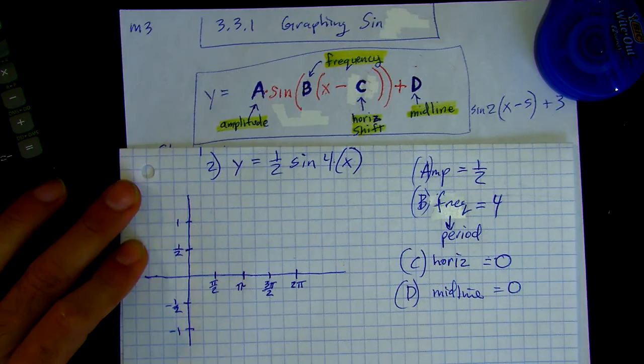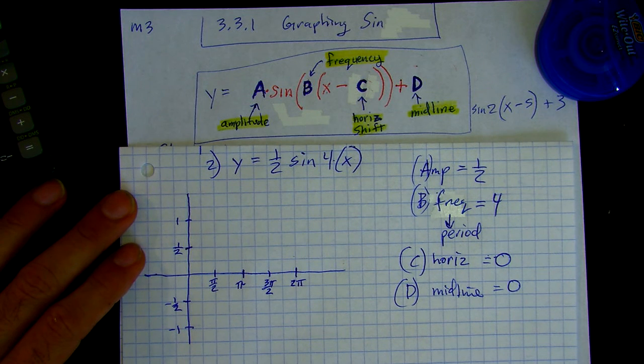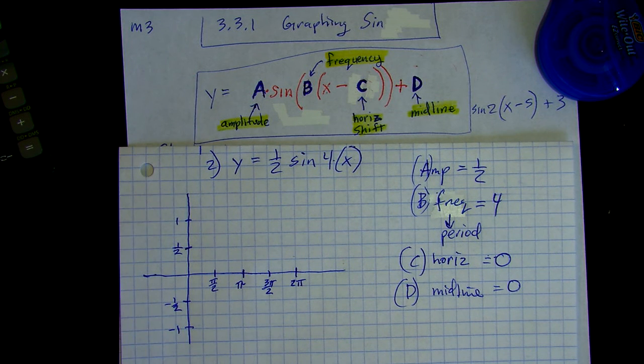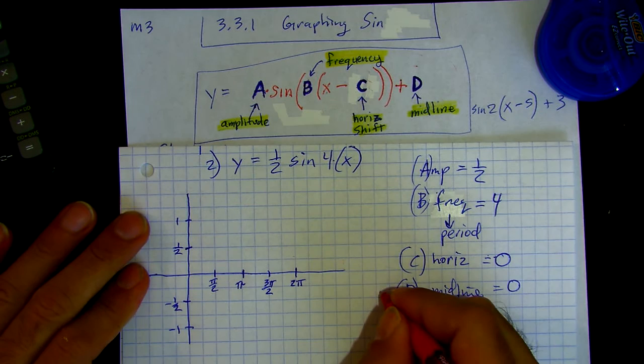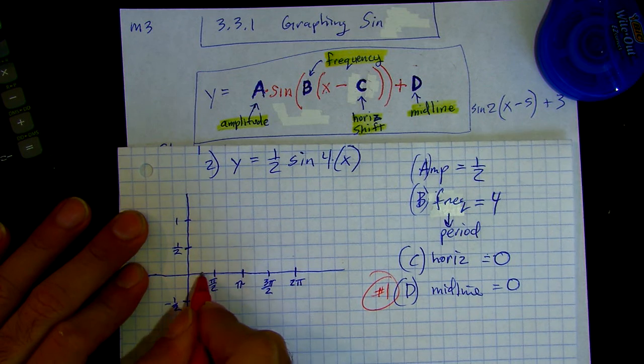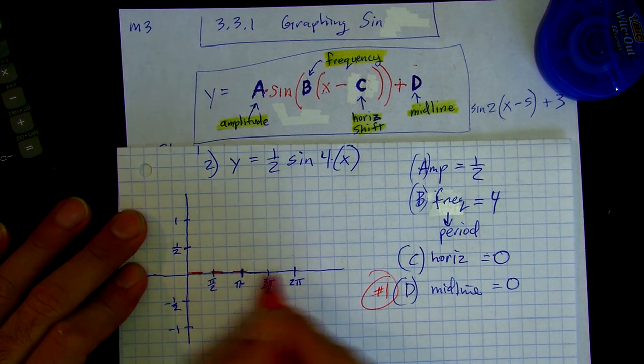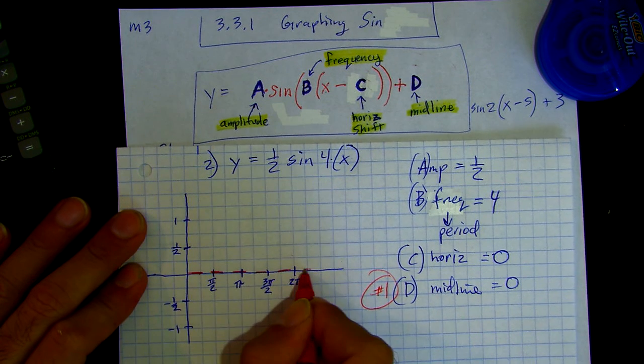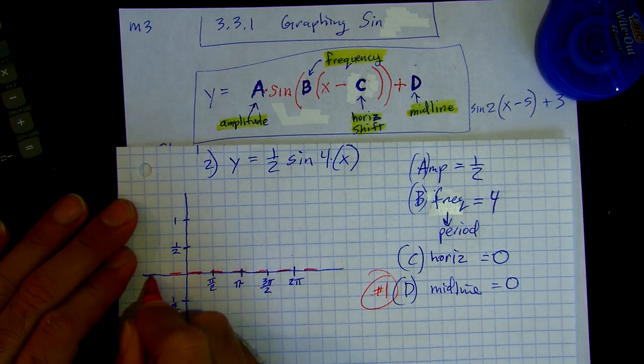Okay, now we're ready. Let's go ahead and do it in reverse order because that's the most fun way to do things. Midline, 0. Boom, boom, boom, boom, boom, boom, boom, boom, boom. Midline. Perfect.